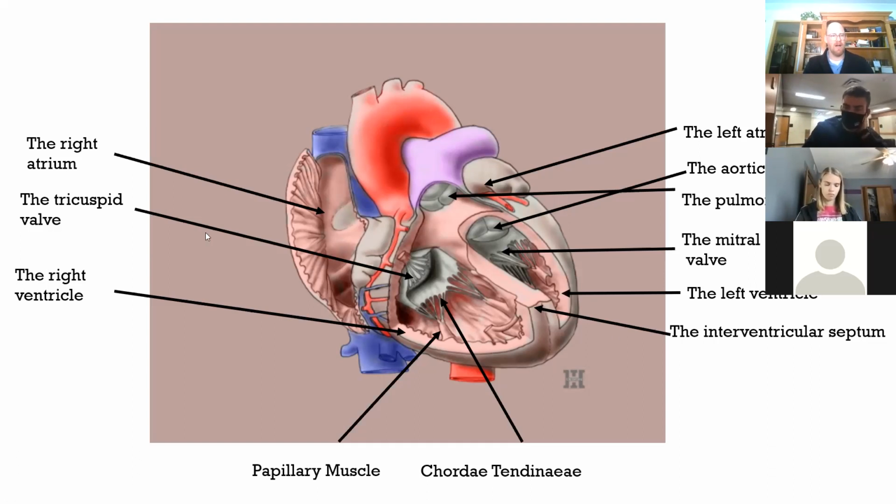Okay. Obviously, going through valves, on the right here, we have the tricuspid valve that separates the atrium from the ventricle. On the left, that is the mitral valve, also called the bicuspid valve.